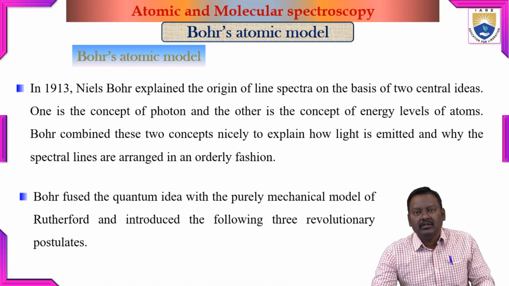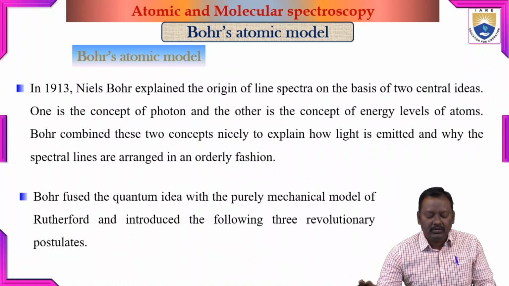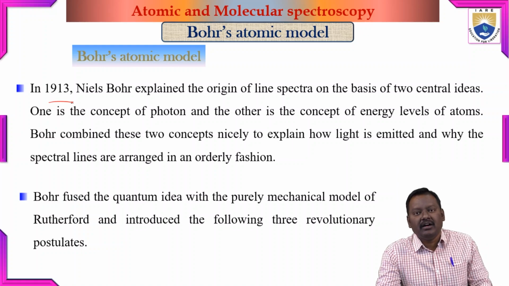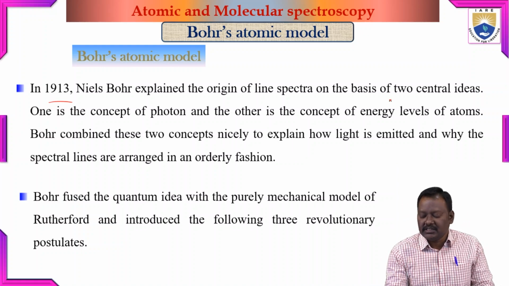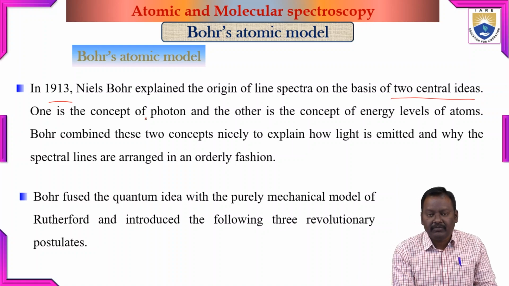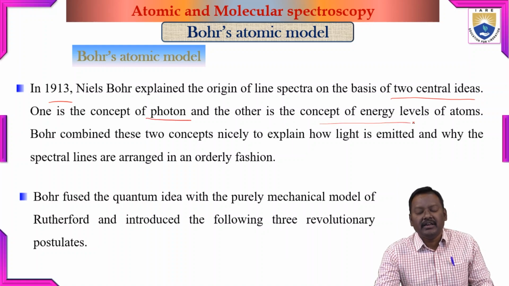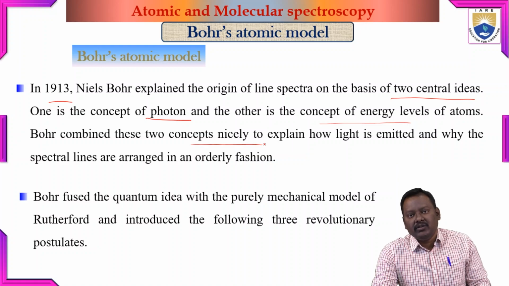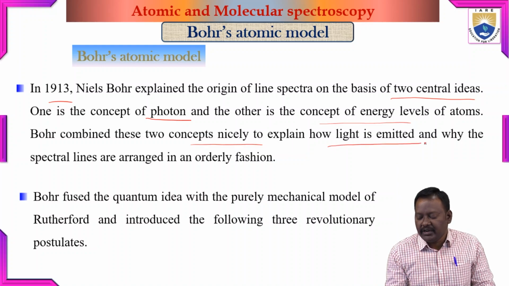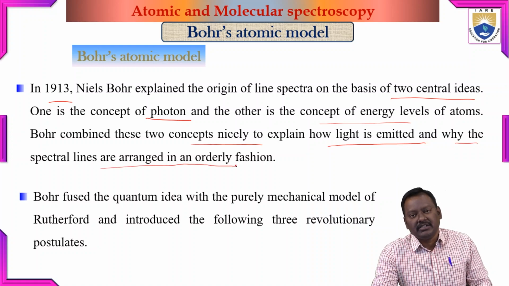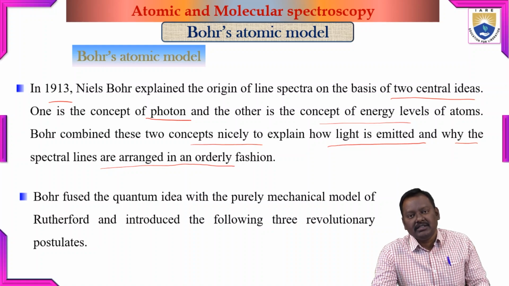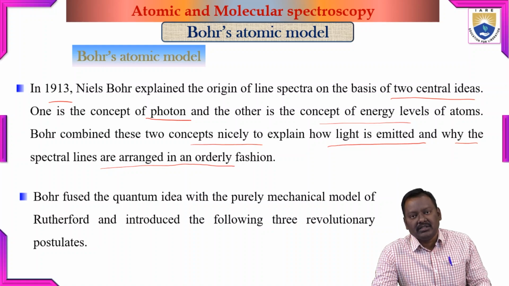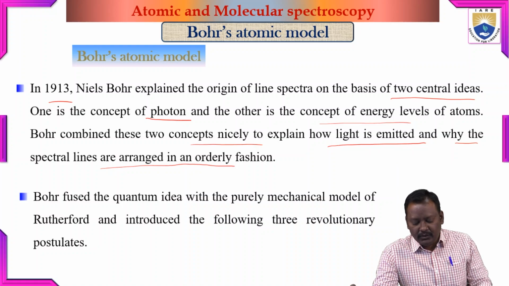Okay, so later Niels Bohr in 1913 explained the origin of line spectra on the basis of two central ideas. One is the concept of photon, and the other one is the concept of energy levels of atoms. Bohr combined these two concepts nicely to explain how light is emitted and why the spectral lines are arranged in an orderly fashion. He explained why the light is emitted by atomic gases and why those spectral lines are arranged in a particular order.